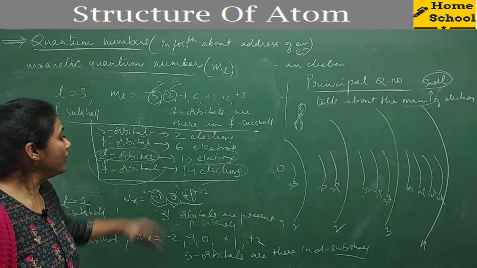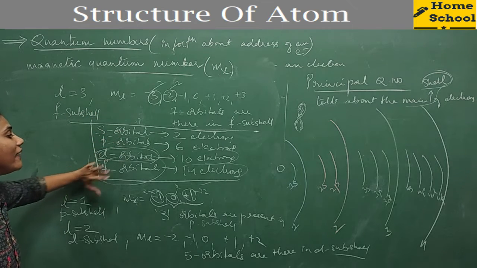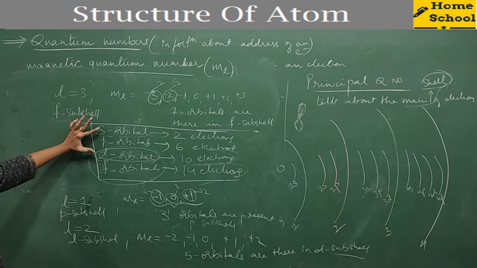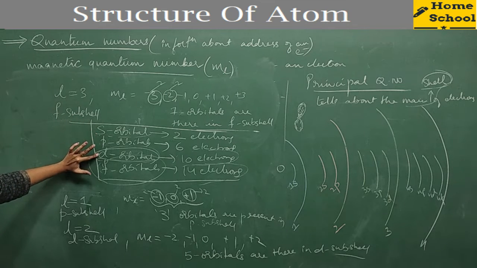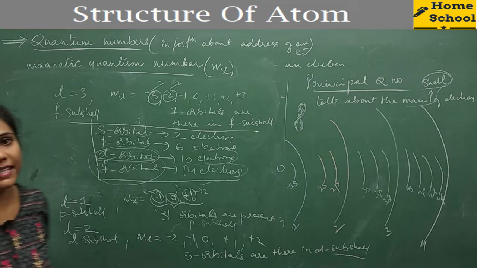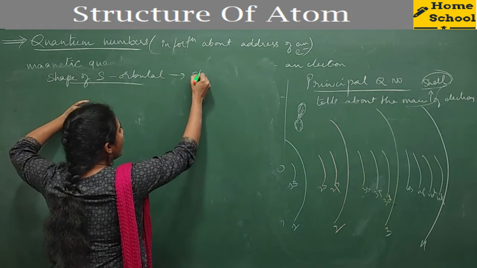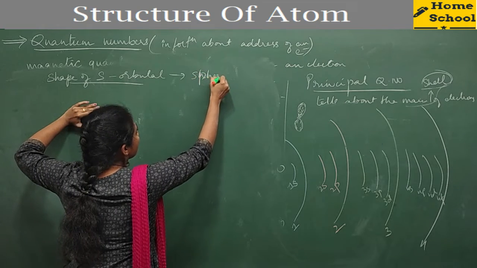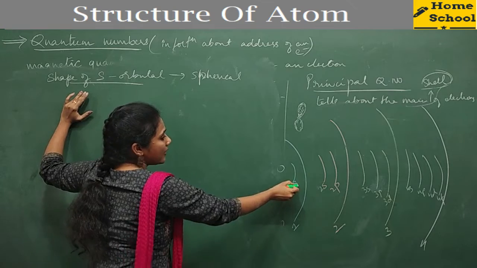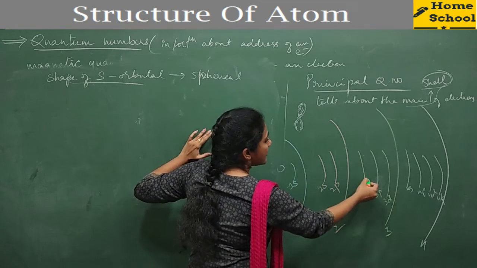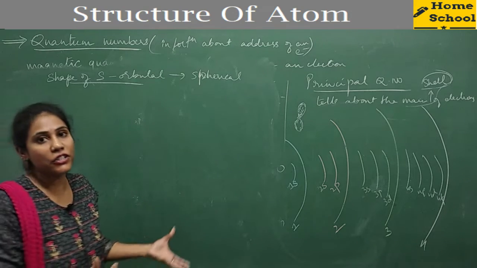And now we will learn the shape of these orbitals. I told you orbitals will have different shapes, isn't it? So let us see what shape the s orbital, p orbitals, d orbitals and 7 f orbitals have. Coming to the shape of s orbital. S orbital is always spherical, guys. Remember, s orbital is spherical. So 1s orbital, 2s orbital, 3s orbital, 4s orbital, all of them are spherical in shape.